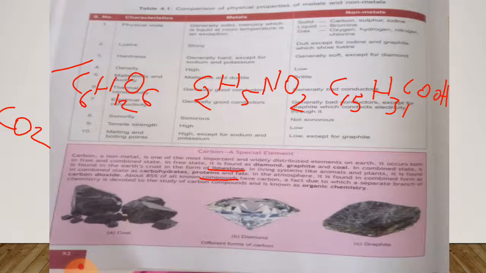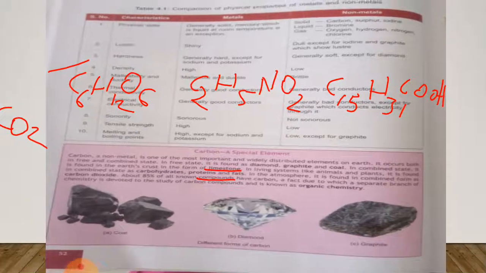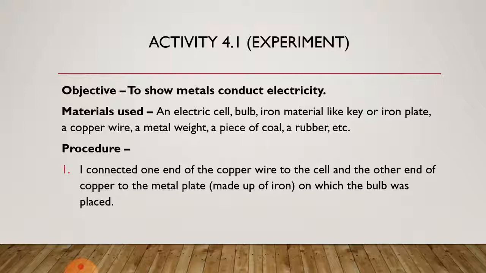Now we have read this. Now look at the next page. That is activity 4.1. Here the objective is to show metals conduct electricity. Materials used: an electric cell, bulb, iron material like key or iron plate, a copper wire, a metal weight, a piece of coal, a rubber, etc.